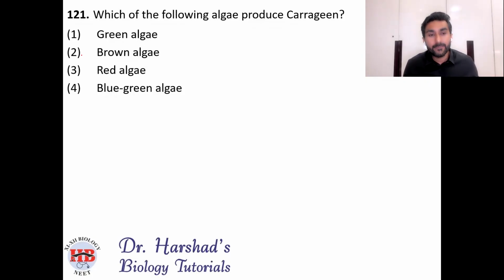The next question is about which of the following algae produce carrageenan. If you remember your NCERT under algae, you remember that algin and carrageenan were 2 examples of hydrocolloids, whereby algin was produced by brown algae, whereas carrageenan is produced by red algae. So that would be our answer in this question.